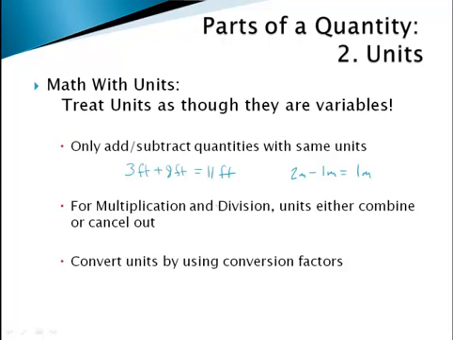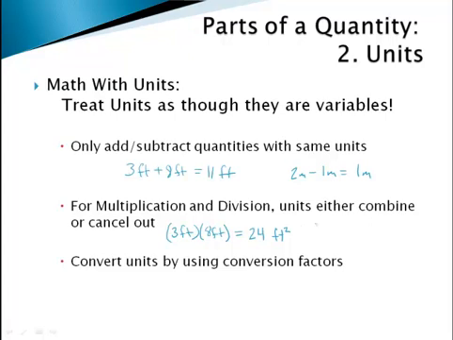When you've got multiplication or division, the units combine, or sometimes they cancel out and they create new units. For instance, if you've got a distance of 3 feet and you multiply that by another distance of 8 feet, the 3 and the 8 combine to give you 24, and feet times feet combine to give us a new unit called a square foot. And now we have a totally new quantity. These were both distances, and now we've got an area.